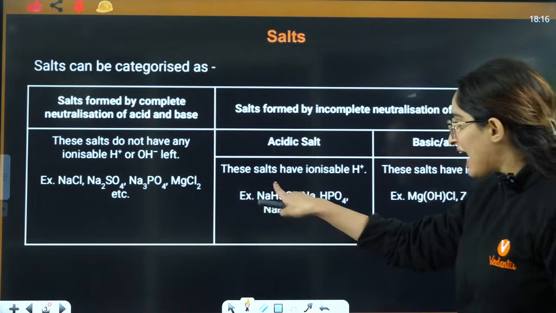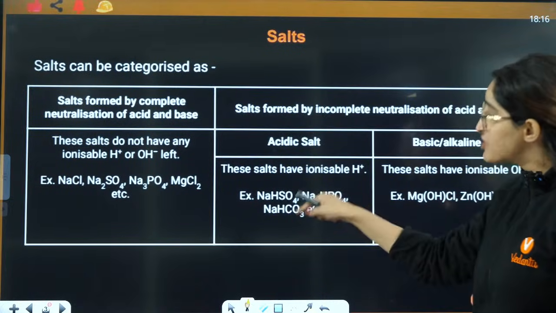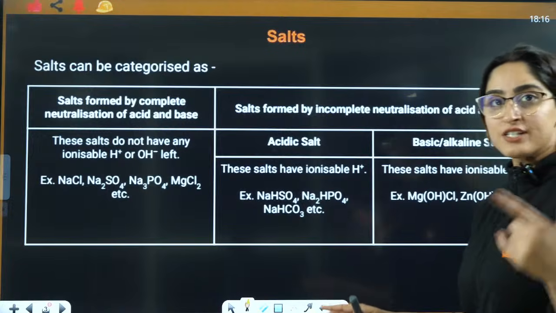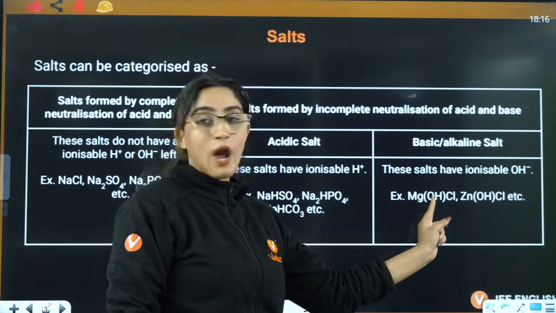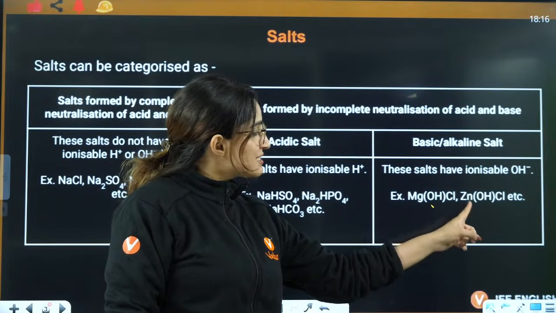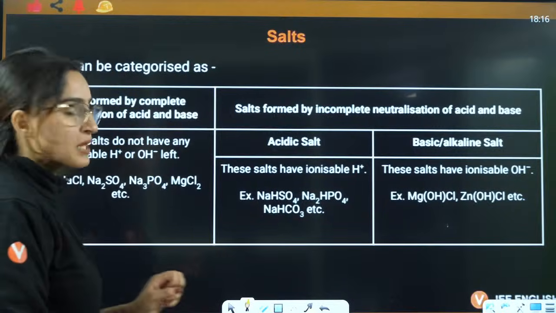Examples are NaHSO4, Na2HPO4, NaHCO3. So H is always there, right? Even in this case, you have Mg(OH)Cl, and this is Zn(OH)Cl. So it has ionizable OH negative, right?